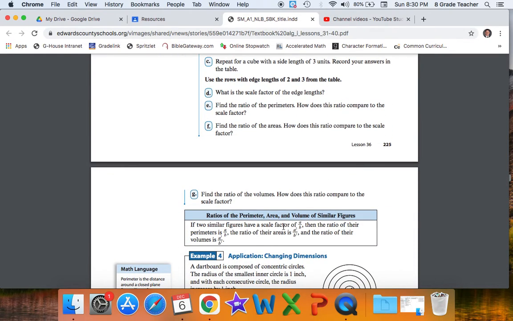The rule is written right here, the ratios for perimeter, area, and volume of similar figures. If two similar figures have a scale factor of a to b, then the ratio of their perimeters is a to b. Perimeter is calculated simply by the length, and the ratio is going to be calculated by the scale factor. If you're calculating ratio of area, you have to do it twice because there's two units that you're calculating, length times width. If you're calculating volume, you have to do it 3 times, that's why it's cubed. It's length times width times height. So the ratio for area is a squared over b squared. The ratio for volume is a cubed over b cubed.